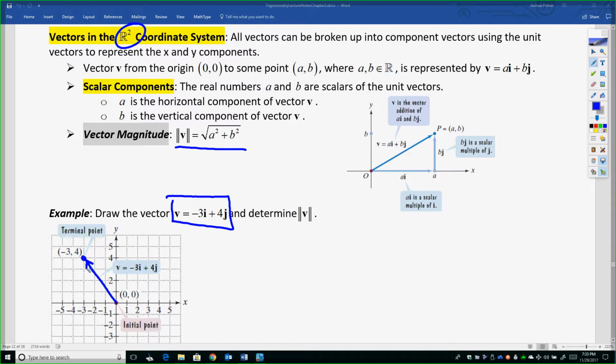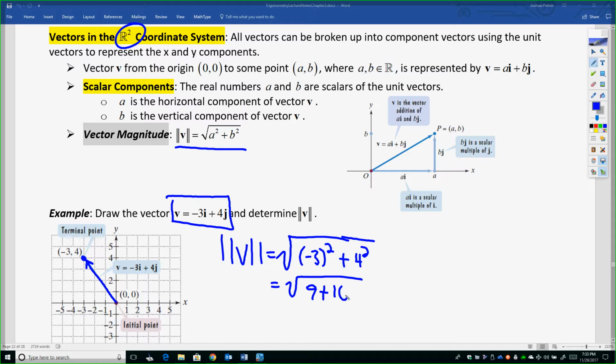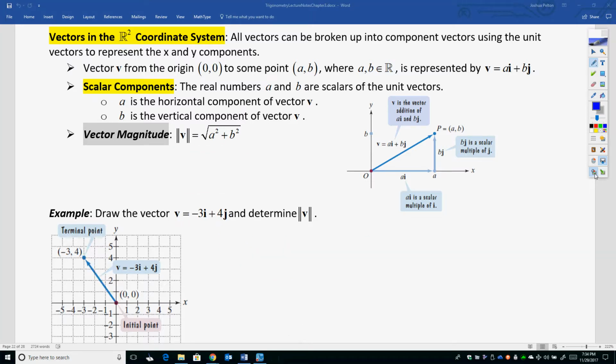So now I want the magnitude of that vector. The magnitude of the vector equals the square root of -3 squared plus 4 squared. So that gives me the square root of 9 plus 16, which is the square root of 25, which is 5. So that vector is in fact 5 long. Okay, so we're using the units with vectors. Draw the vector and figure out the magnitude of the vector, which is the length.